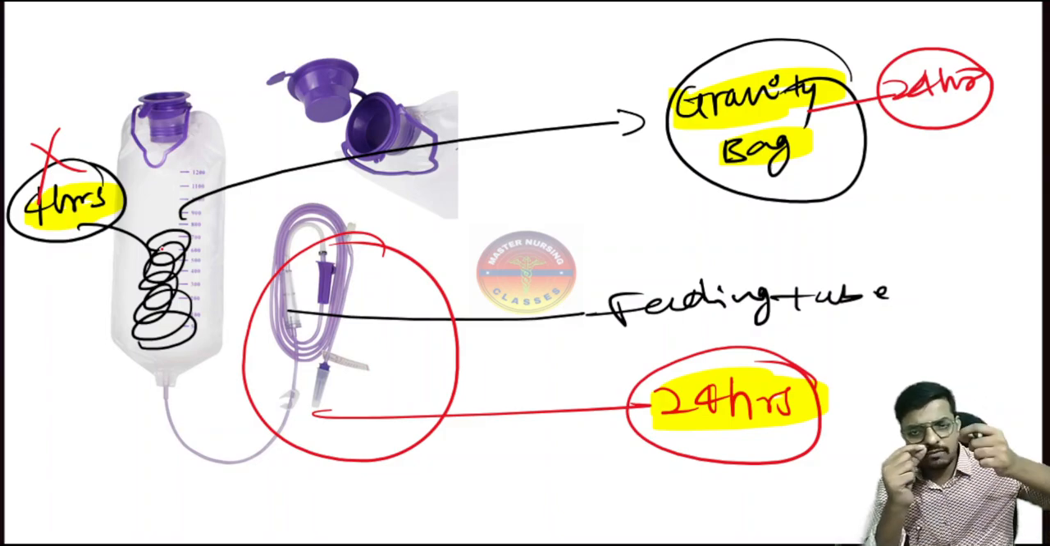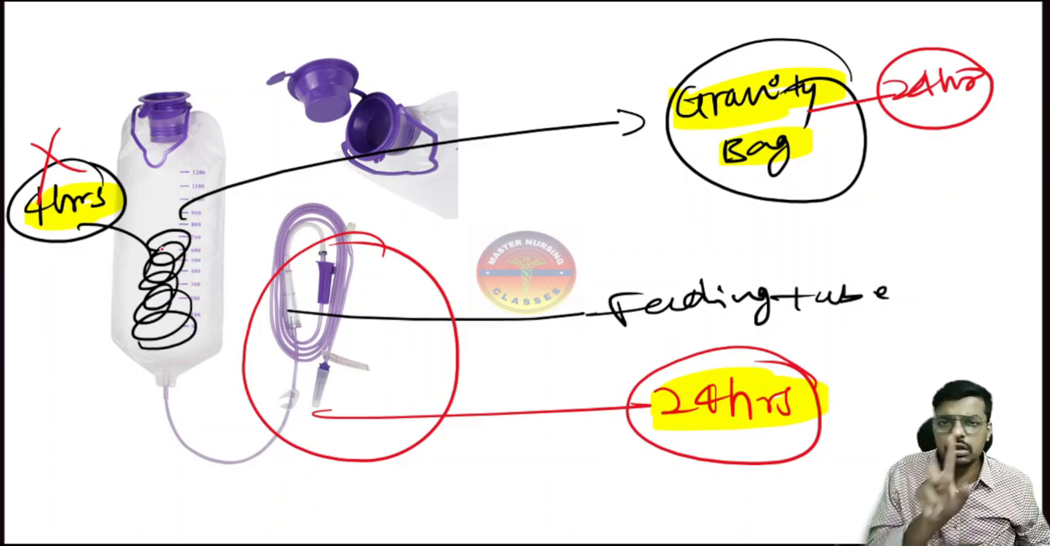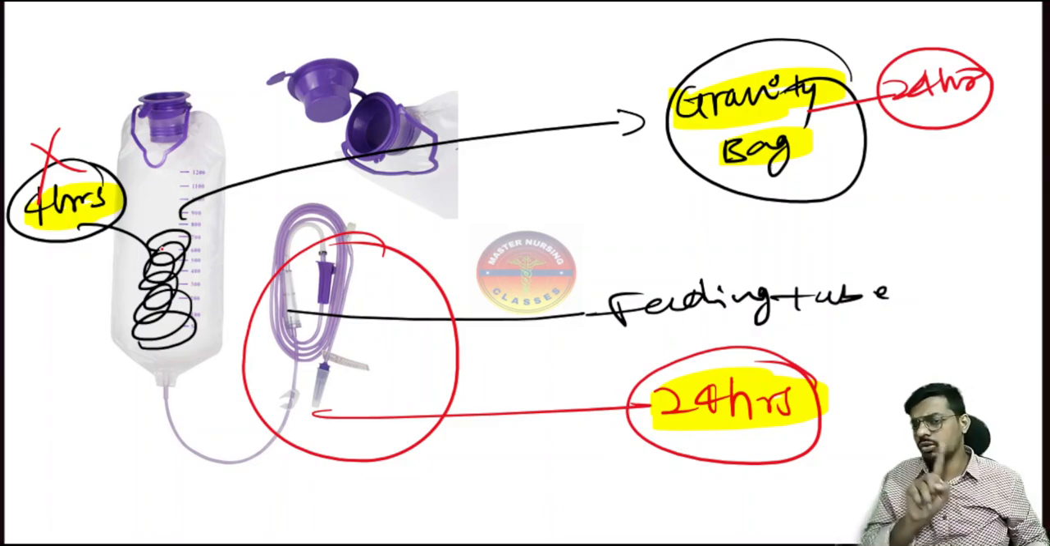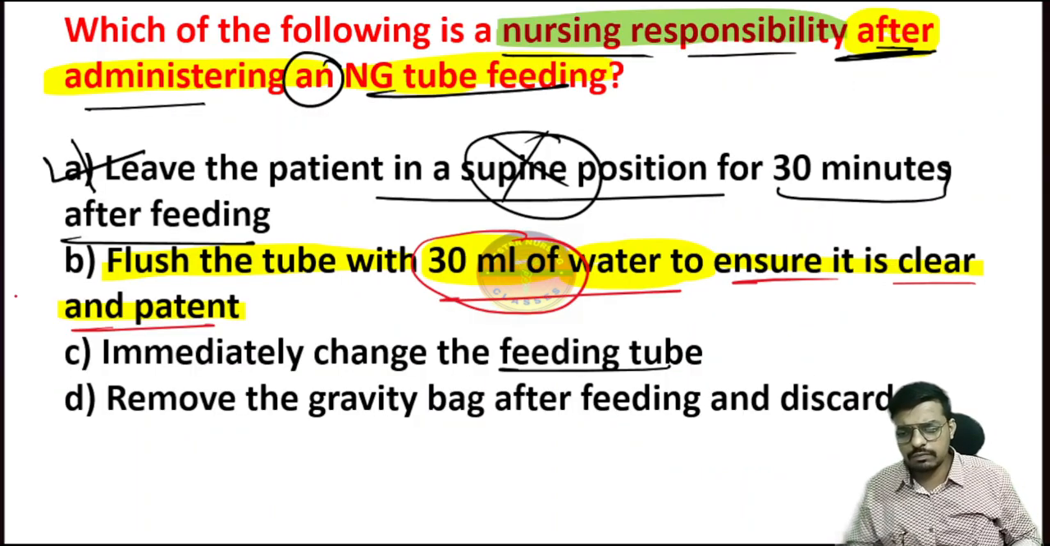But when you insert food through the NG tube, there is no such change. If you insert cold food, the complete cold food will go inside. If you insert hot food, the complete hot food will go inside, which is very dangerous. So don't give too cold or too hot food through the NG tube, which is very, very important, bacho. And the answer for this question is very clear: flush the tube with 30 ml of water to ensure it's clear and patent.